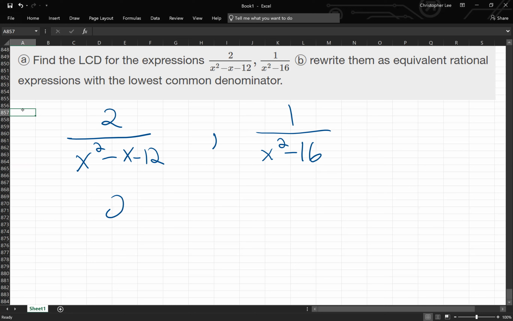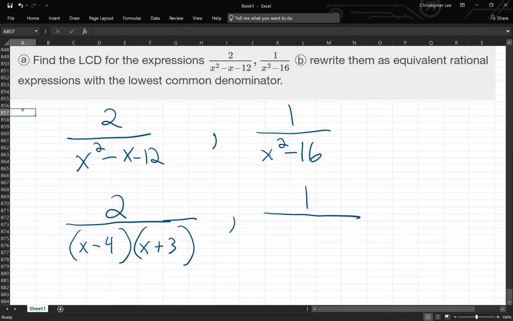So this is gonna become what? 2 over, help me out, what's this? This is x and x. I need 2 numbers that multiply to negative 12 and add up to negative 1. What are they? Negative 4 and 3, right? Very good. How about the other one, x squared minus 16? Excellent. x plus 4, x minus 4.